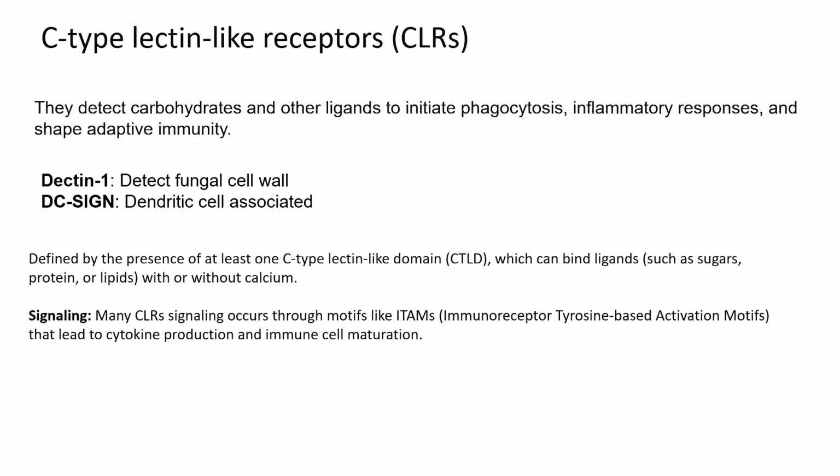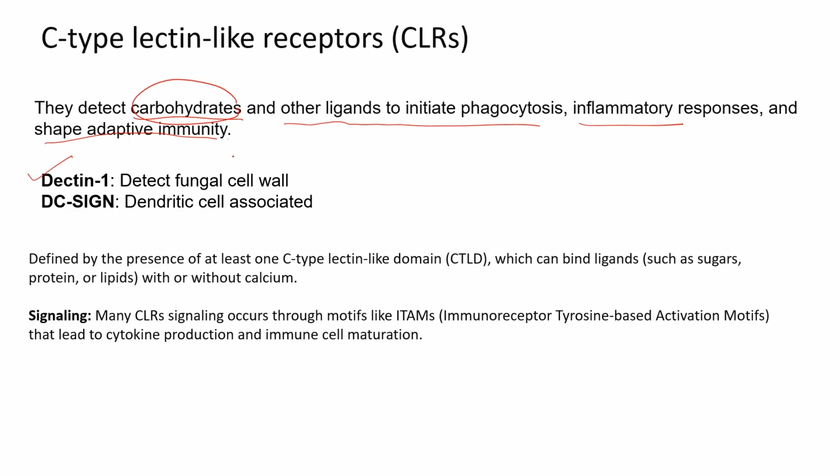Okay, we'll move to the next one called C-type lectin-like receptors, CLRs, and these are receptors which can detect carbohydrates and other ligands to initiate phagocytosis, inflammation, and shape adaptive immunity. So these are the receptors which can detect carbohydrates most of the time. There are two examples which we have listed here.